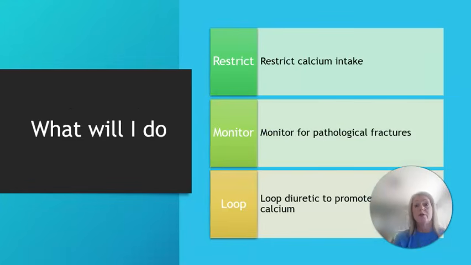So what are you going to do? You're going to restrict calcium intake, so we're not going to let them have as much calcium. We're going to decrease the milk, the cottage cheese, the cheese, all that kind of stuff. And we're going to look for those pathological fractures.